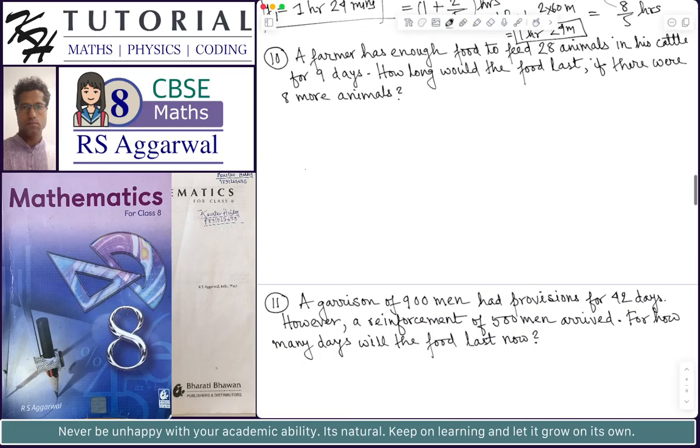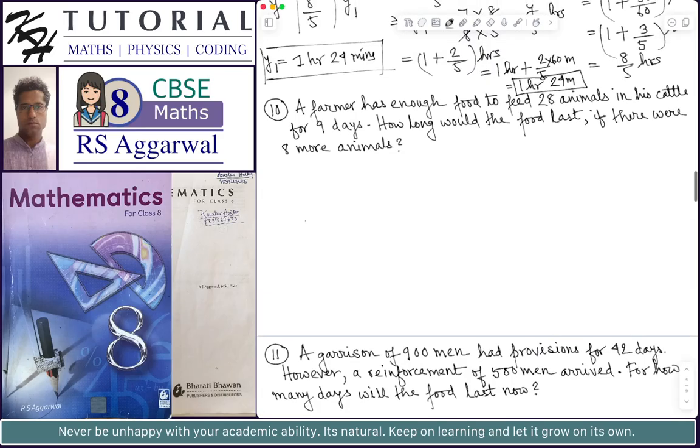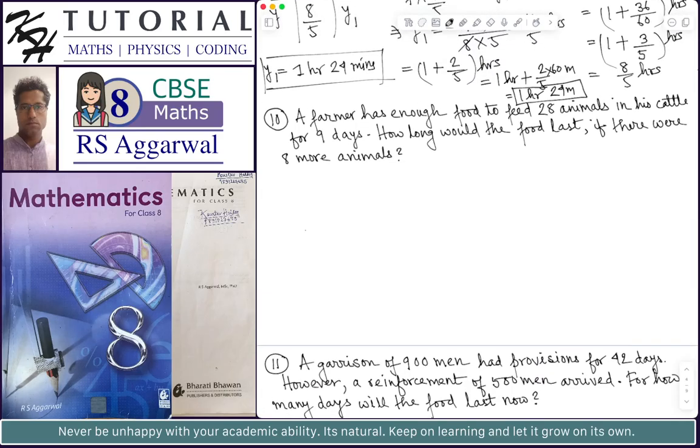Okay, problem number 10. A farmer has enough food to feed 28 animals in his cattle for 9 days. How long would the food last if there were 8 more animals? This problem is based on men and provisions. Instead of men, here we have animals, and provisions generally means, I hope, the food required for men to survive, or in this problem, cattle.